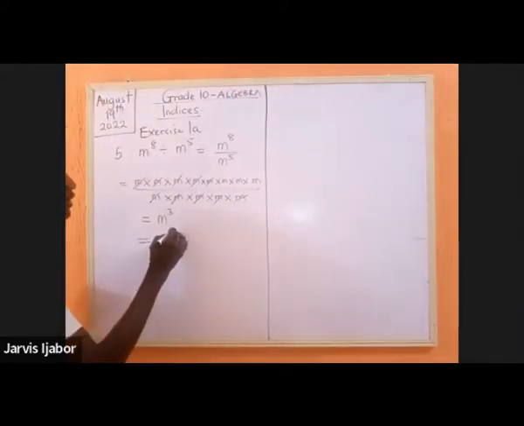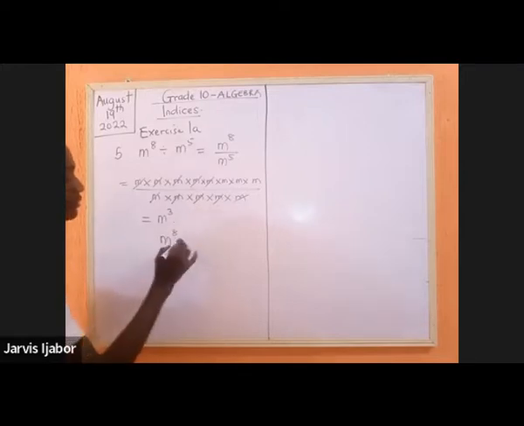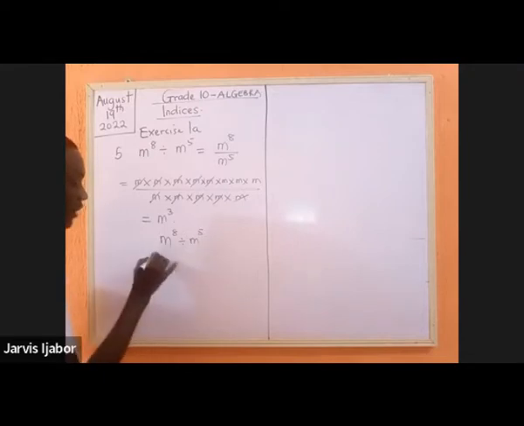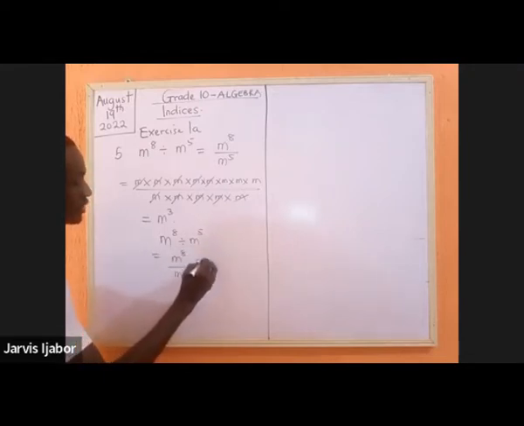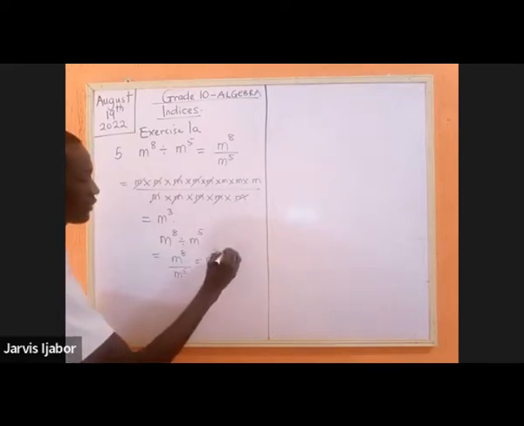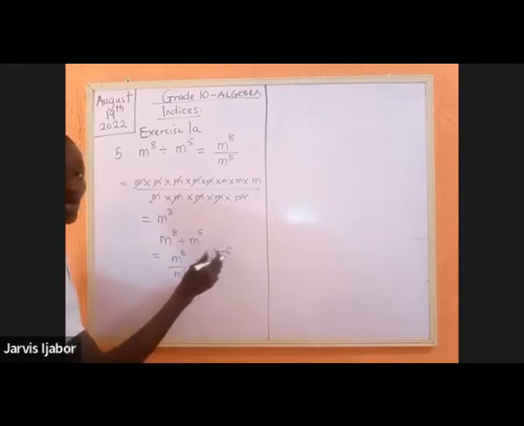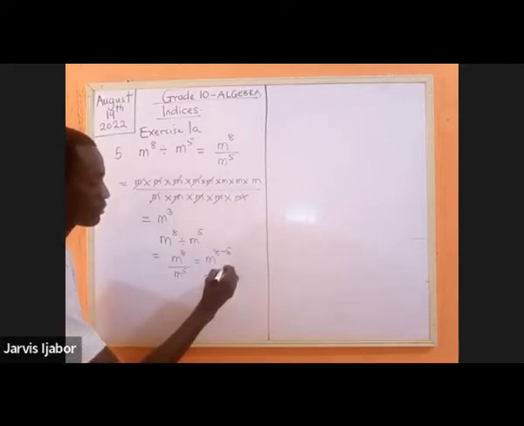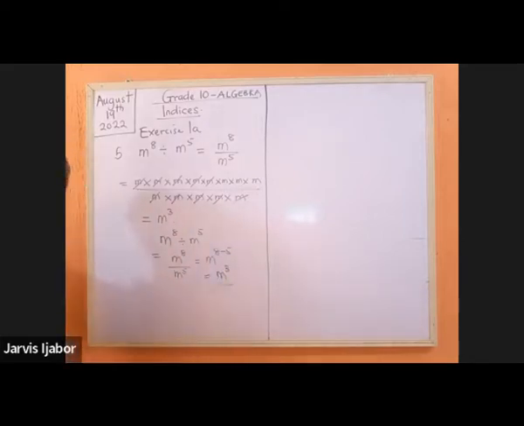So if I'm to rewrite this, it will be M to the power of 8 divided by M to the power of 5. I always tell my students, try to write in this manner. It will essentially be M to the power of 8 minus 5. And since we have done subtraction, we know how to handle subtraction. This will simply be M to the power of 3. And that takes care of that answer.